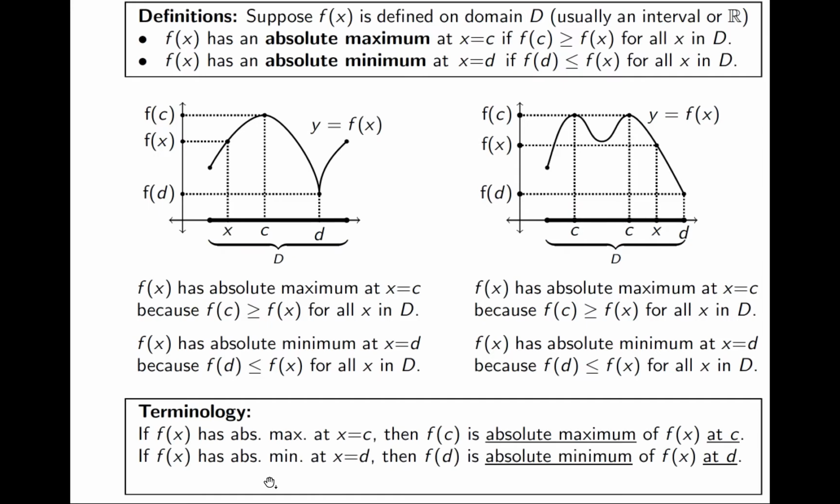Likewise, if f of x has an absolute minimum at x equals d, then f of d is the absolute minimum of f of x. So here, f of d is an absolute minimum. It's a y value, but it occurs at an x value d. And we say that f of c and f of d, these two y values that are maximum and minimum, are called absolute extrema of f of x on D.